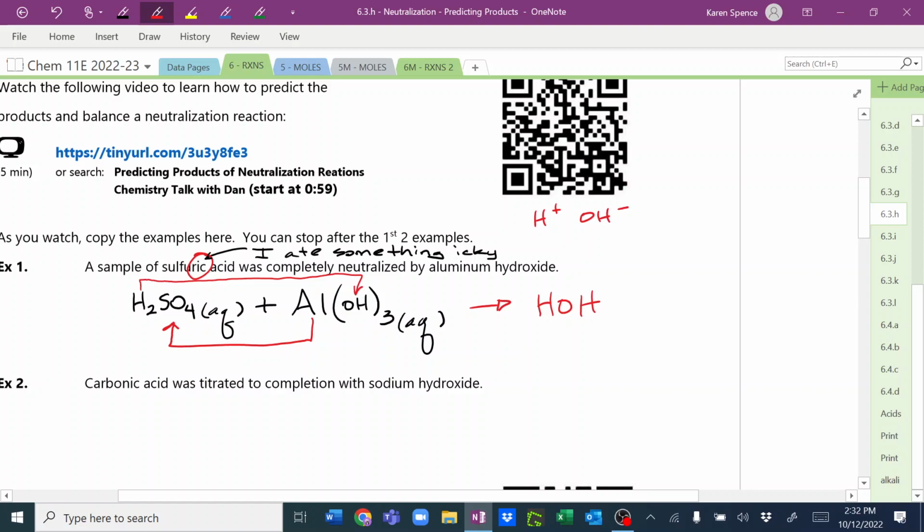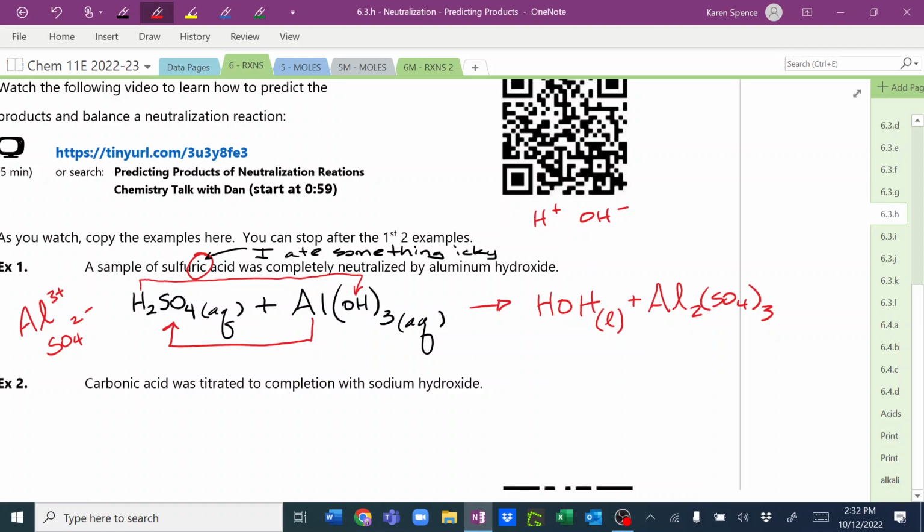And what state is H2O? Liquid, yeah, okay. And then we have aluminum is going to get together with sulfate. Aluminum is 3 plus, sulfate is 2 minus, so what will we have? Al2(SO4)3. All right, and now we're going to balance this.